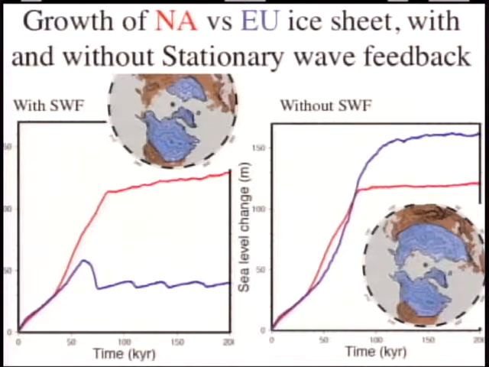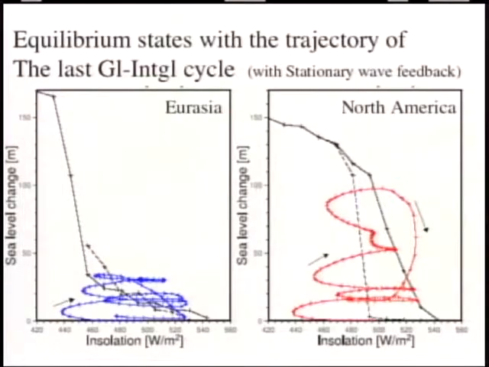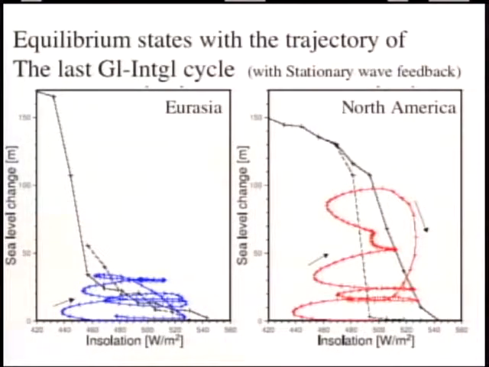This is the case with this stationary wave effect, and this is the case without the stationary wave feedback effect. So you see the final equilibrium state is quite different from each other. And now we are looking at the transient state. So if we look at the transient state, again, this is the kind of trajectory. You will see the trajectory here for the North American ice sheet and here for the Eurasian ice sheet, and it's always trying to follow the insolation and trying to grow. And after several cycles, it reaches close to the equilibrium, and then disintegrates.